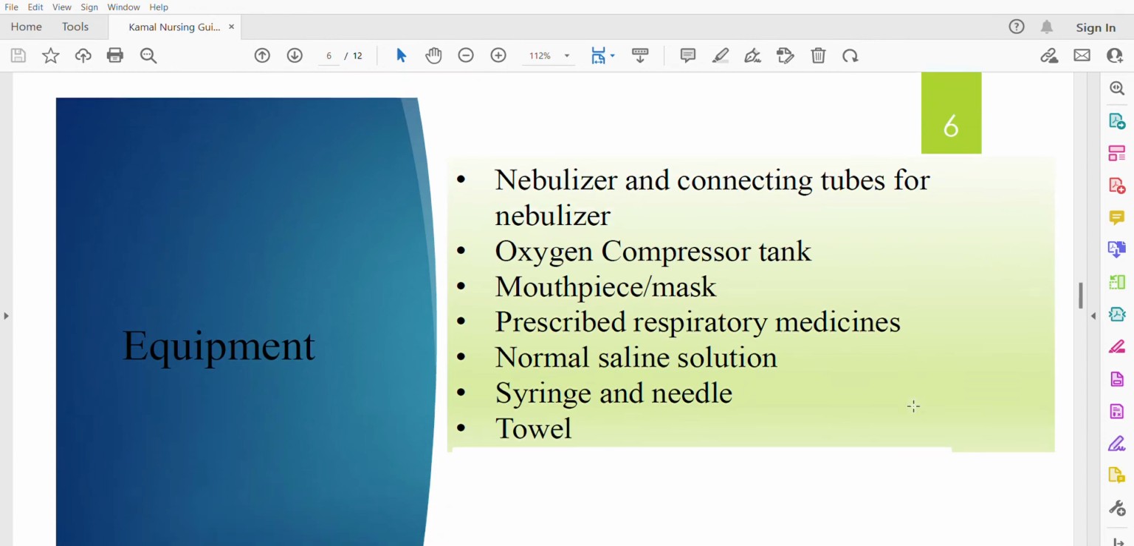And what are the equipments that we need to perform nebulizer therapy or the nebulization procedure? First, a nebulizer and connecting tubes for the nebulizer, oxygen compressor tank, mouthpiece and mask, prescribed respiratory medicines, normal saline solution, syringe and needle. If the medication is in liquid form, then we have to draw that medication with a syringe and needle to put it in the nebulizer cup. A towel is also necessary to wipe off the secretions.